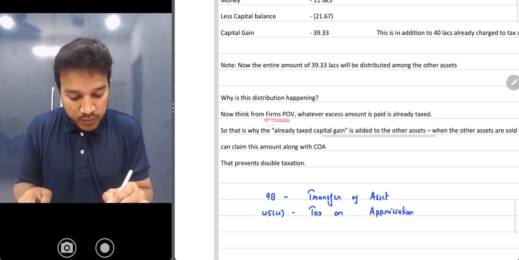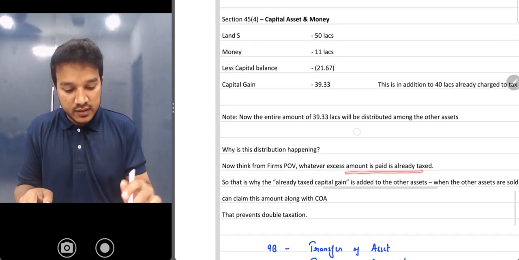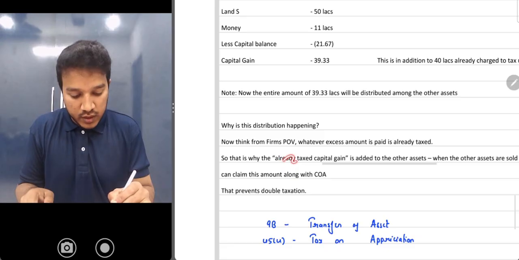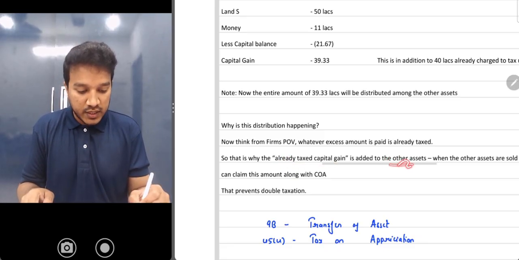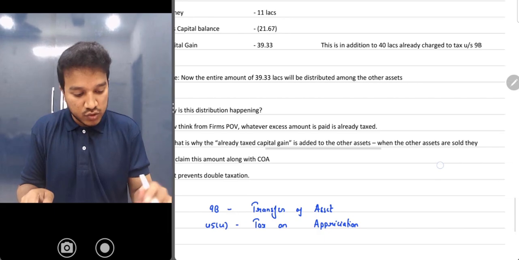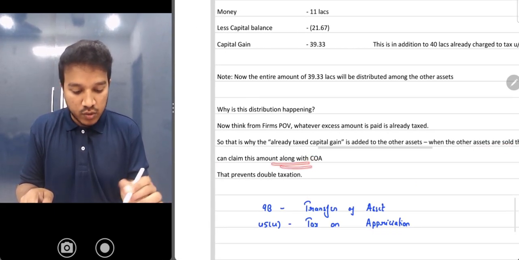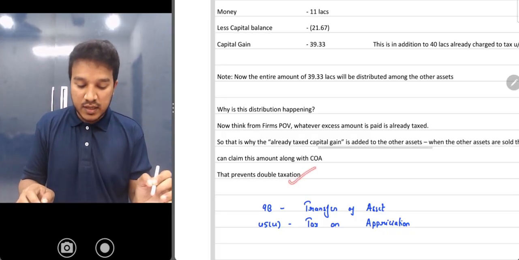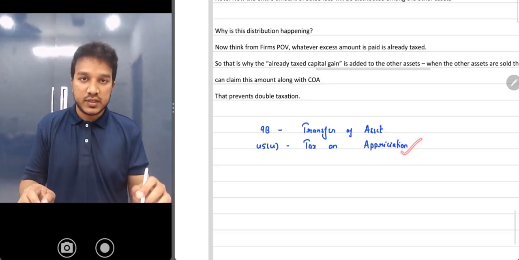Now think from the firm's point of view. Whatever excess amount is paid is already taxed. This excess amount paid is already taxed. So that is why already taxed capital gain is to be added to the other assets. When the other asset is sold, they can claim the amount along with cost of acquisition. That is what we did exactly. This prevents double taxation. Okay, so here under 45(4) there is tax on appreciation.